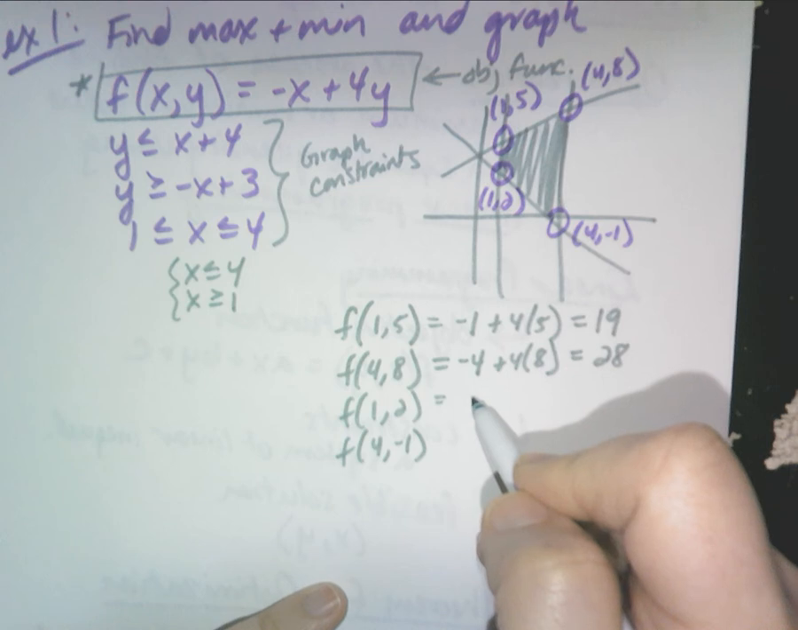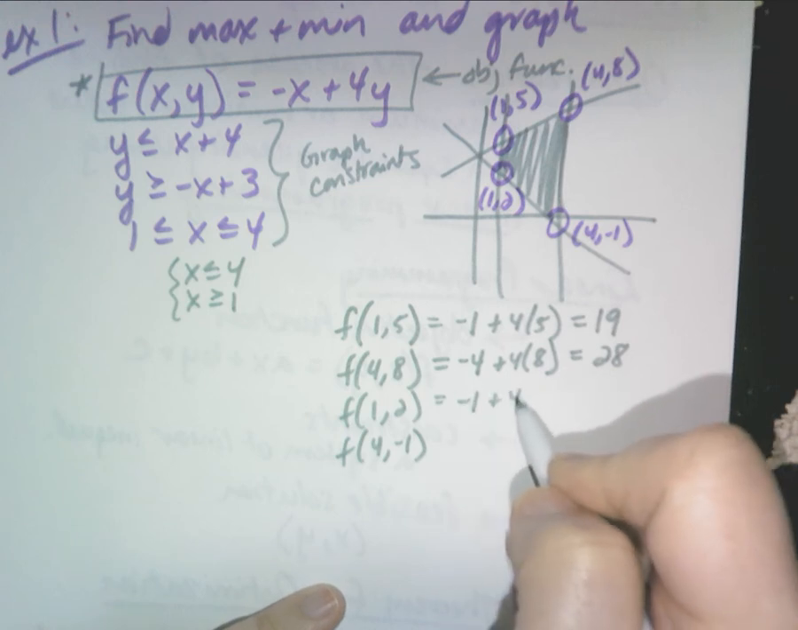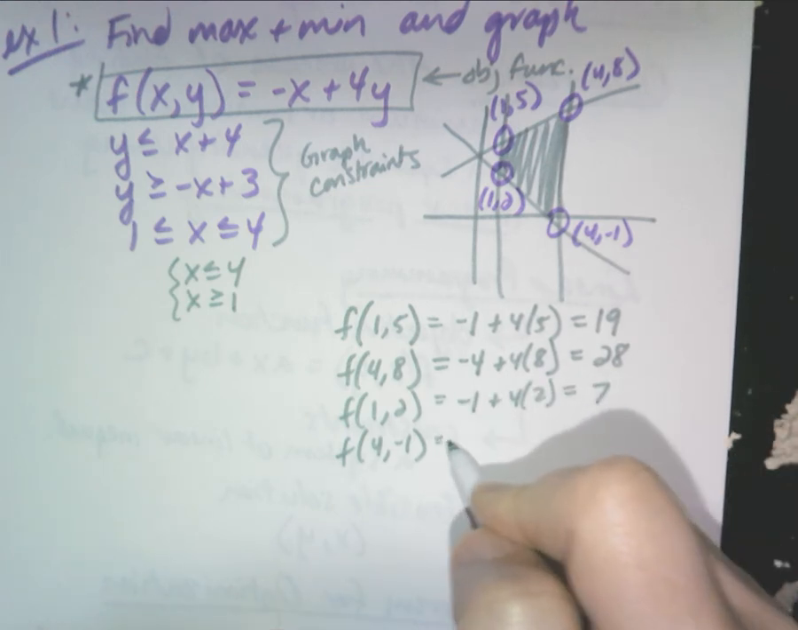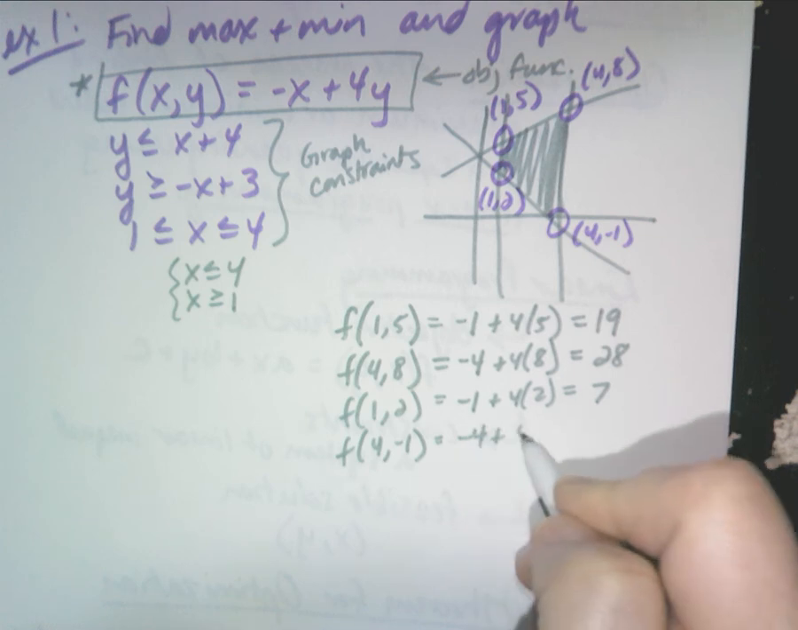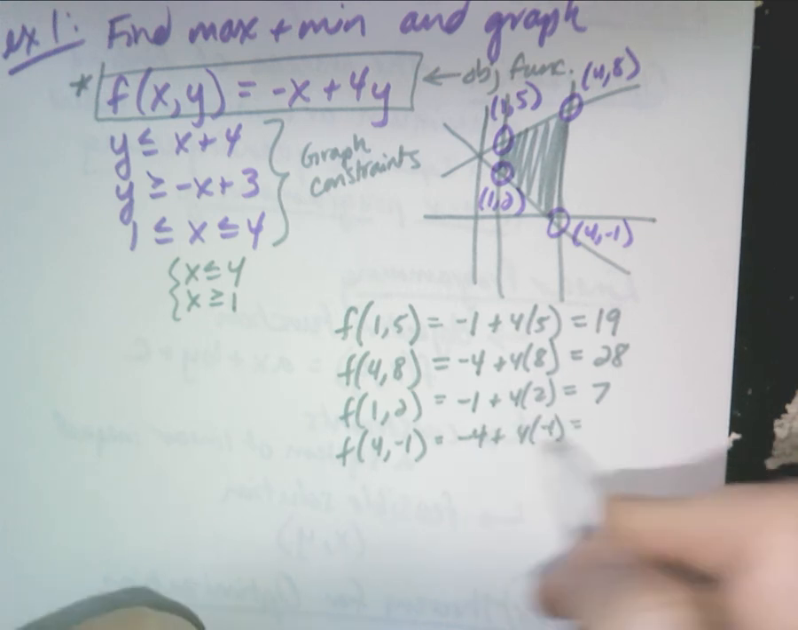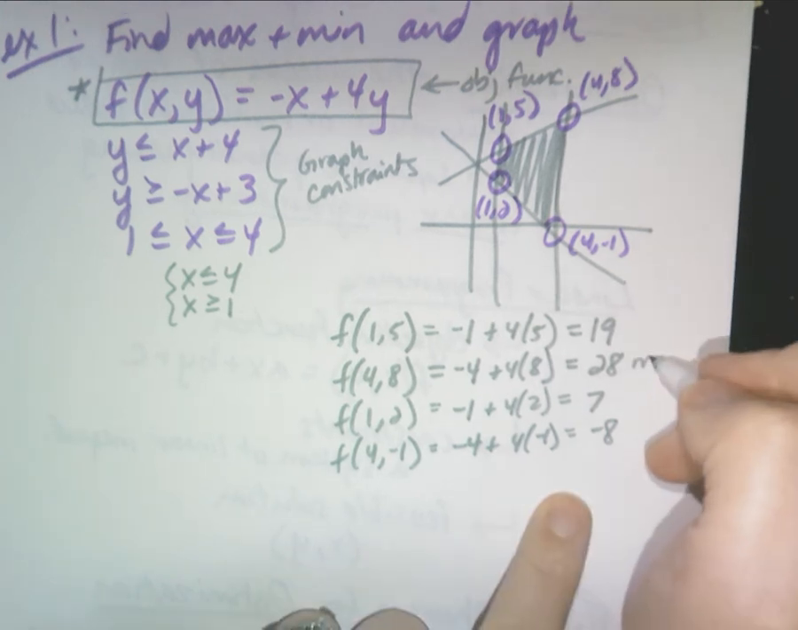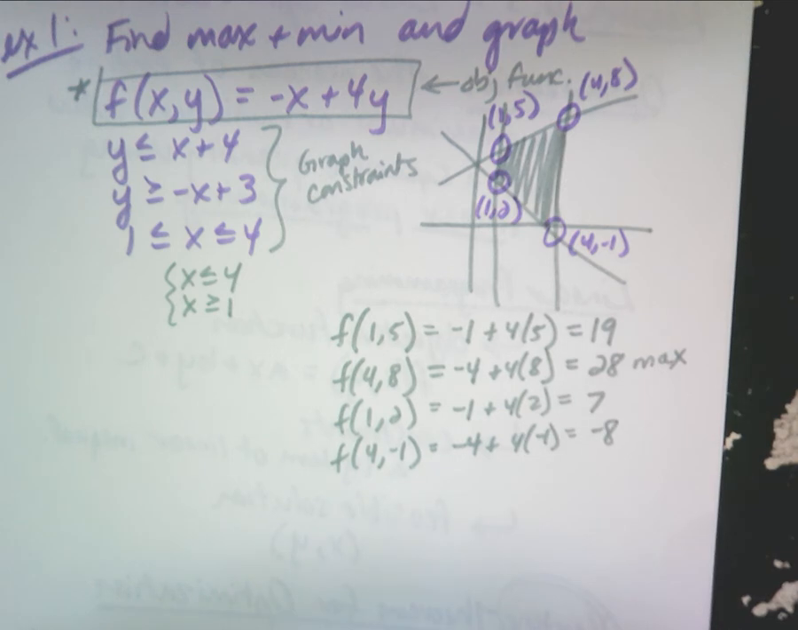So let's see. -1 plus 4 times 2. And then -4 plus 4 times. Now, out of those 4 numbers you got, which one is your max? The biggest number, 28. Which one is your min? -8.